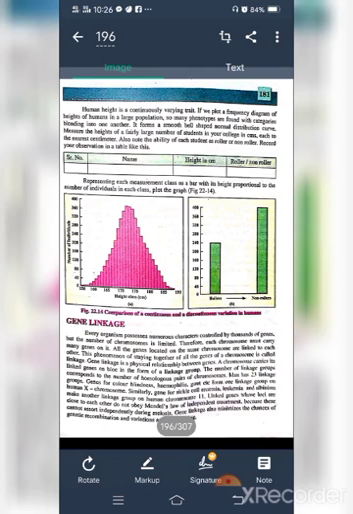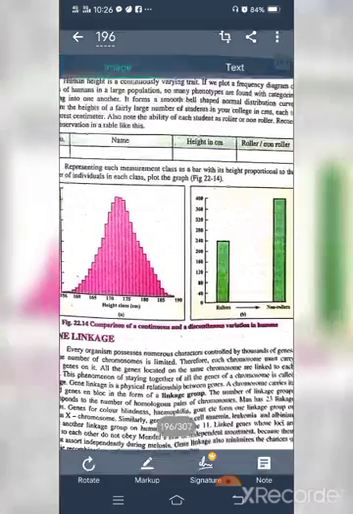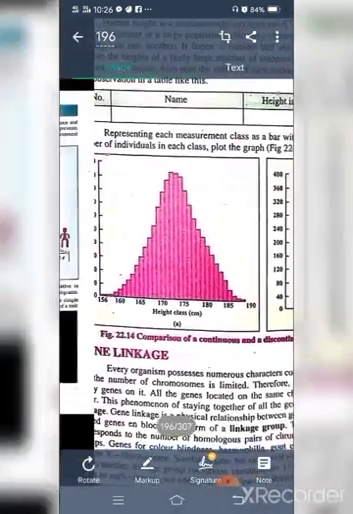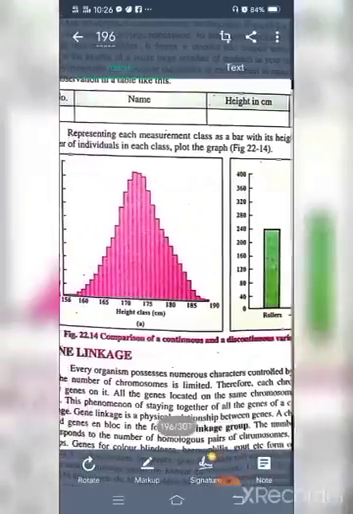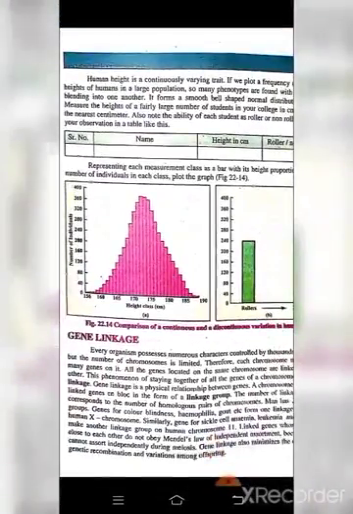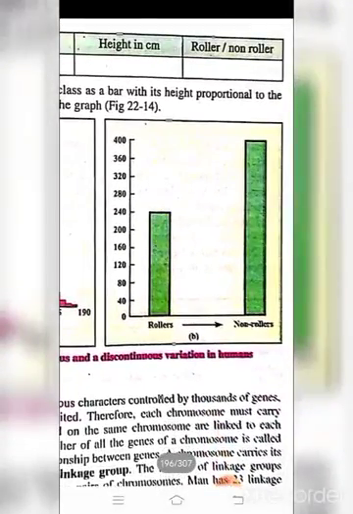Comparison of continuous and discontinuous variations in humans. Here, this is the height, class height in centimeters, and second is the rollers and non-rollers. These are shown in the graphs.